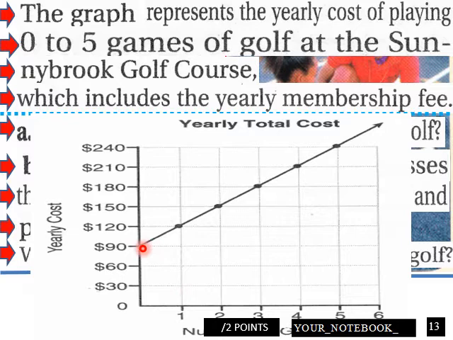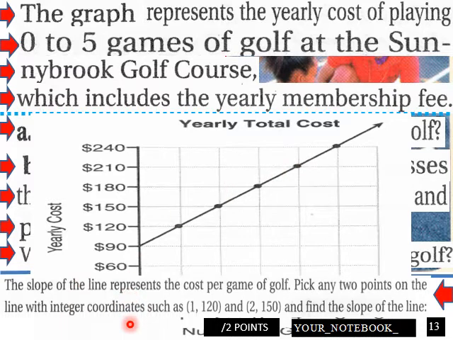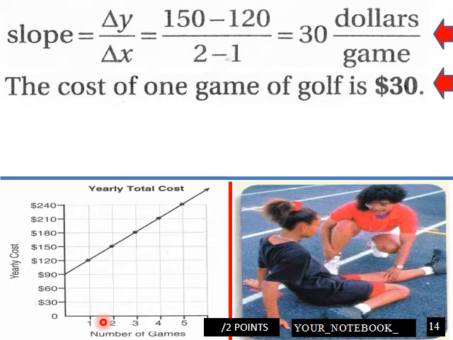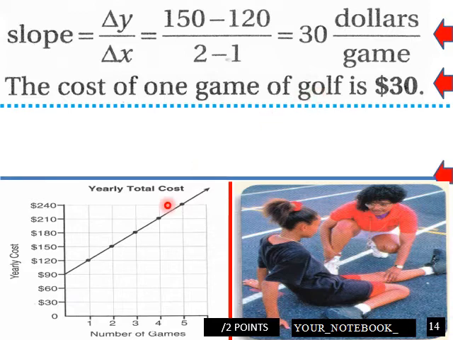Here's the graph again. So for one game, this would be your amount. And then for, I can't remember the other question. The slope of the line represents the cost per game of golf. This is cost per game. Pick any 2 points on the line with integer coordinates, such as (1, 120) and (2, 150). The slope of the line. So we plug that into the slope formula here and we get $30 per game. The cost of one game of golf is $30.